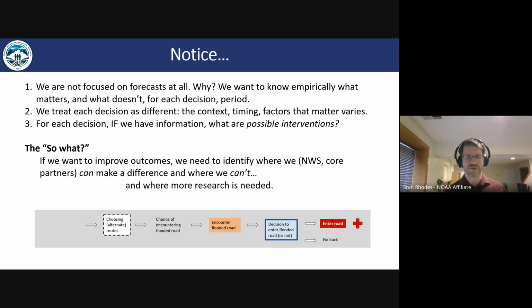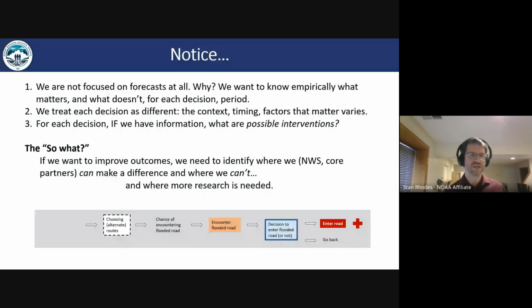And so that's our starting thing, and that complements the risk communication approach pretty well. And then again, we treat each decision as different, with different context, timing, and factors that matter. It's best to just assume that they're each different rather than assume they're the same. That is a little less tricky and gets us into a little less trouble.